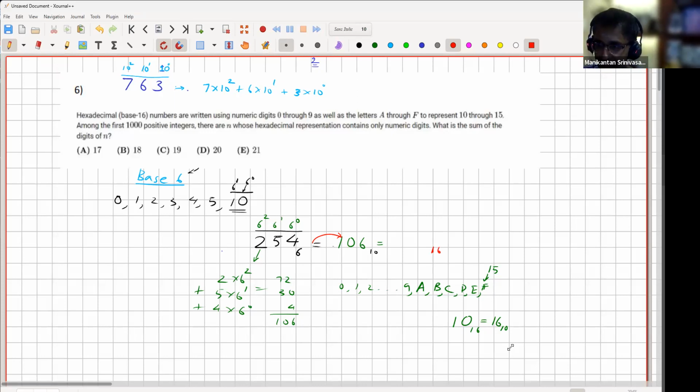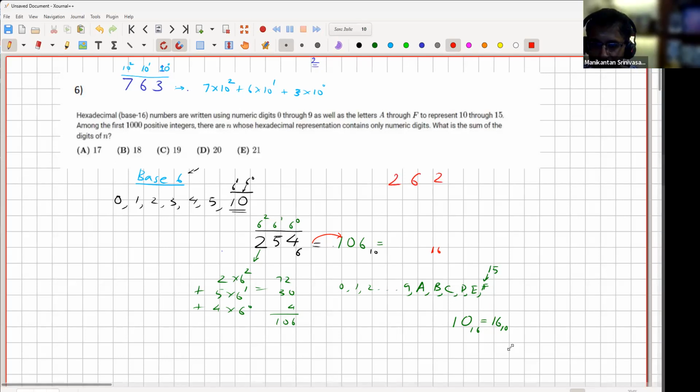What is 106 in the conventional base 10 in base 16? Arya, do you have an answer? Is it 262? 262. Okay.